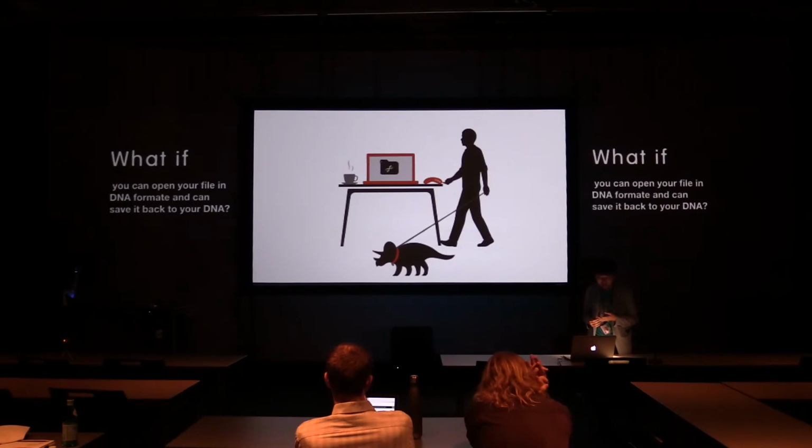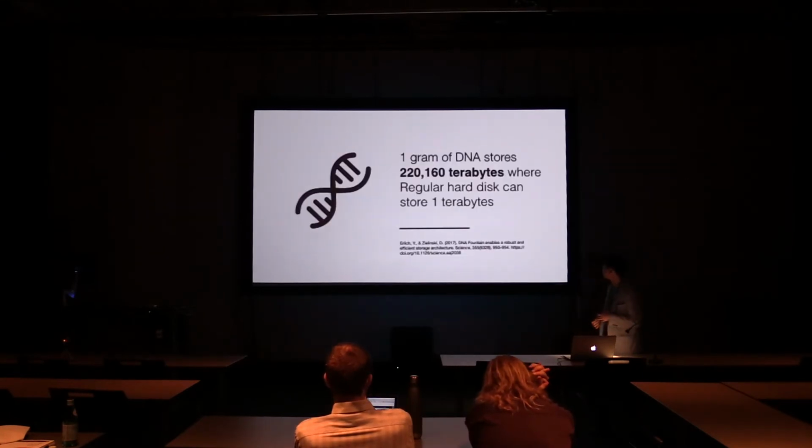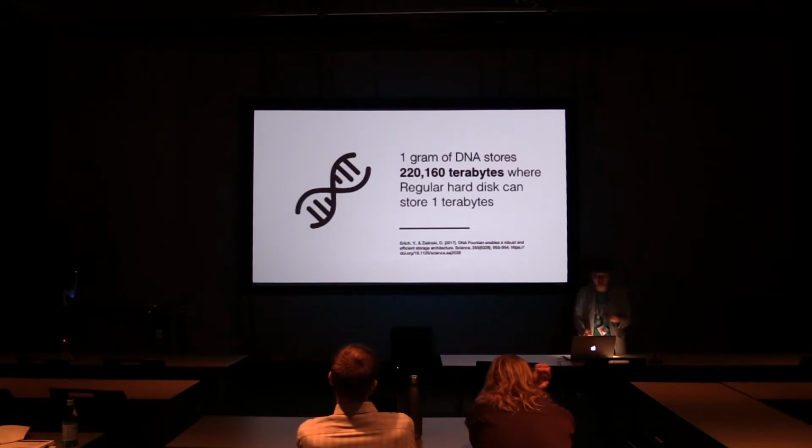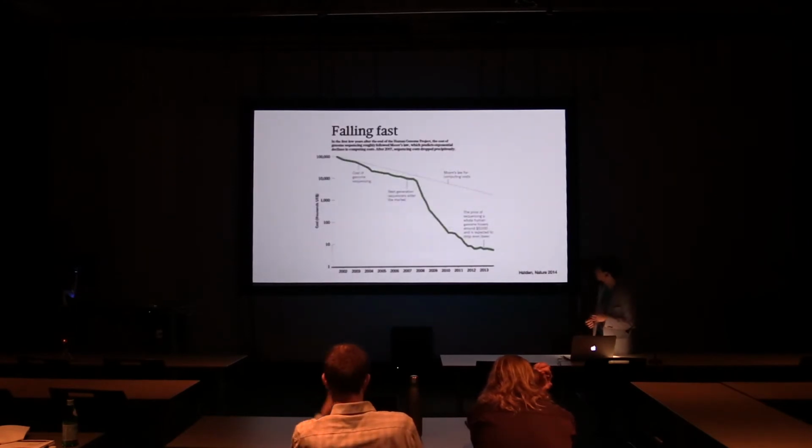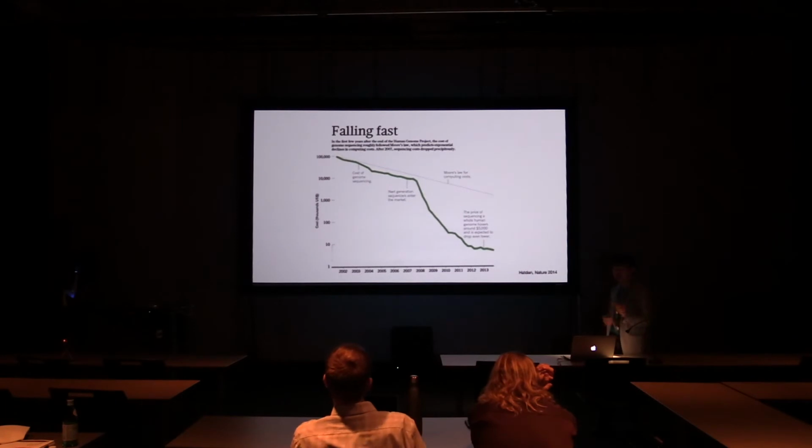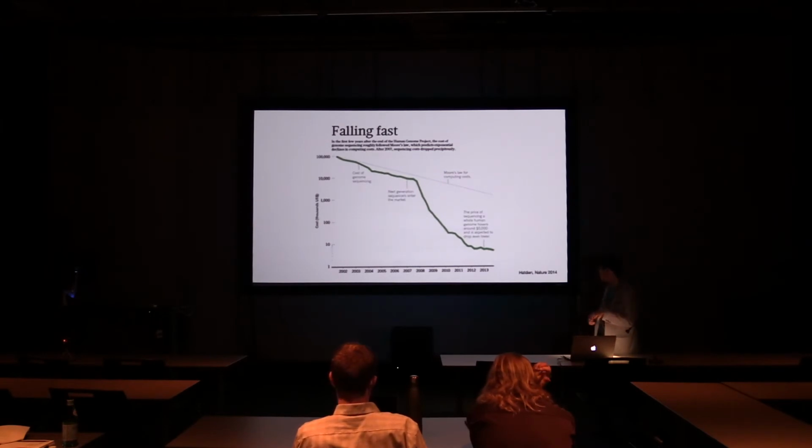What if we can read DNA and genetic information like reading a file from a hard disk? We know that 1 gram of DNA can store a tremendous amount of information, and it's very large compared to what the hard drive can do. And we see the trend that the price of DNA sequencing and reading DNA sequence from organisms has been decreasing from early 2000 to now. The price is extraordinarily decreasing.